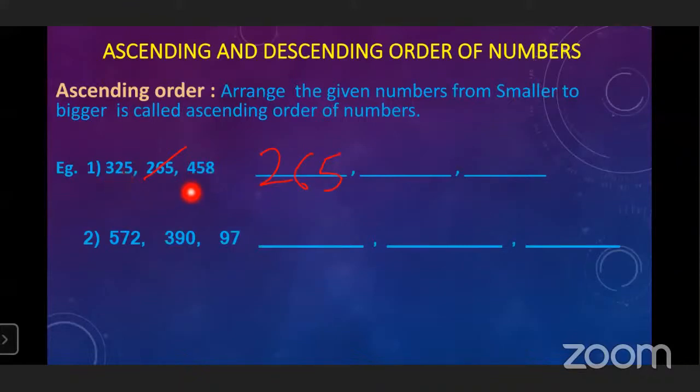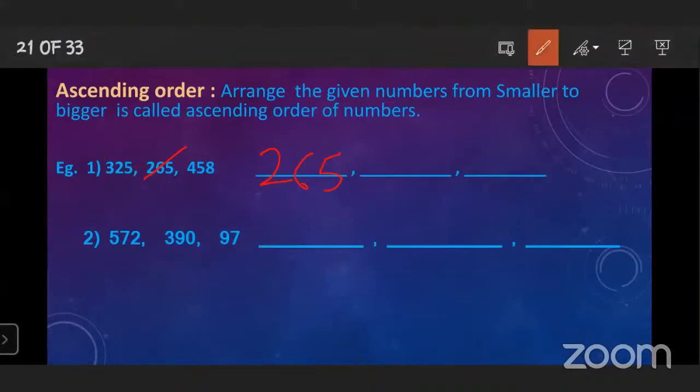two numbers only, and from these two numbers, which number is smaller? 325. So after that you have to write 325. Okay. So now which number is left? 458. Yes, very good. So now only one number is left here, 458. So you can write down 458 directly.